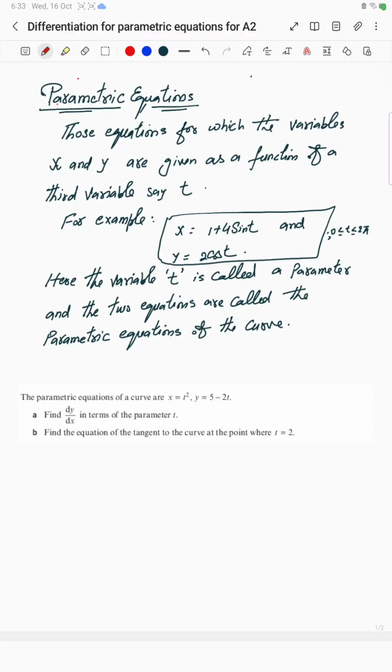Guys, I hope you all are good and doing well for the preparation of your A2 mathematics. Guys, the topic today that we are going to discuss is differentiation for parametric equations.